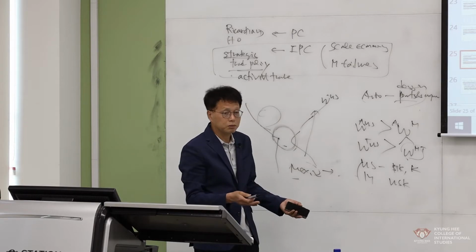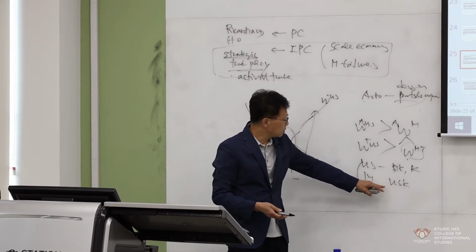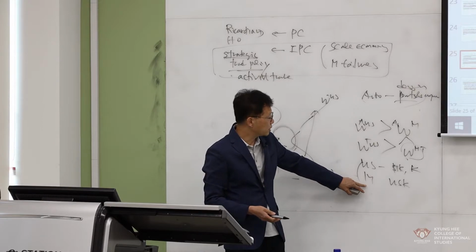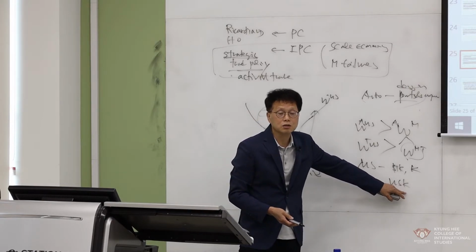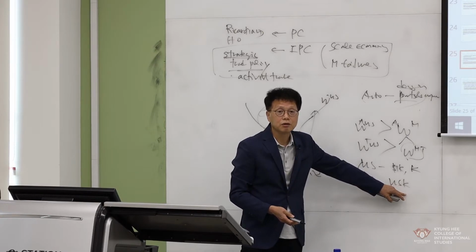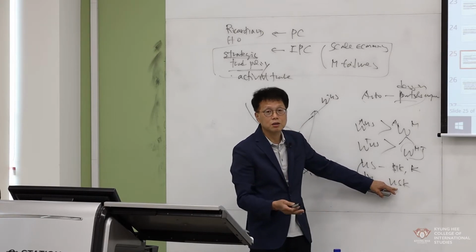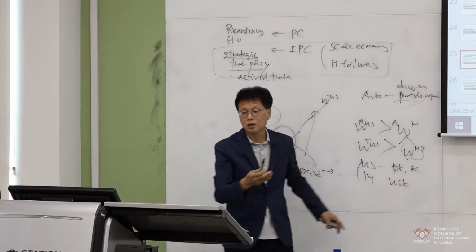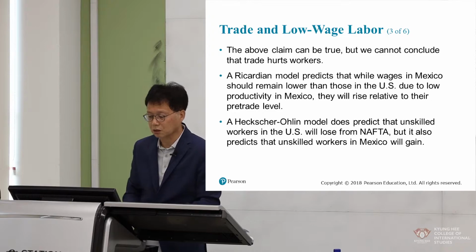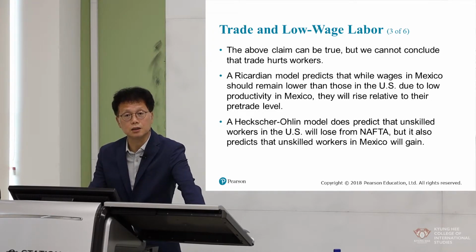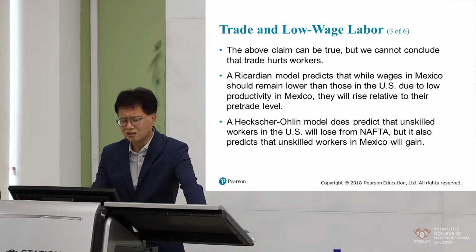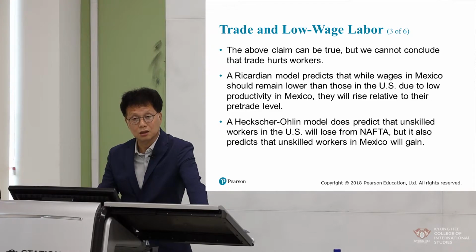So after trade, what happened? Unskilled labor abundant Mexico has a comparative advantage in unskilled intensive production, the assembly processes. So after trade, this unskilled labor's wage rate increases. So it doesn't matter whether it is the Ricardian or the Heckscher-Ohlin model, Mexican workers' wage rate increases. This is also empirically verified. And this shows that the earlier argument that trade hurts low-wage workers in developing countries is meaningless, misleading.